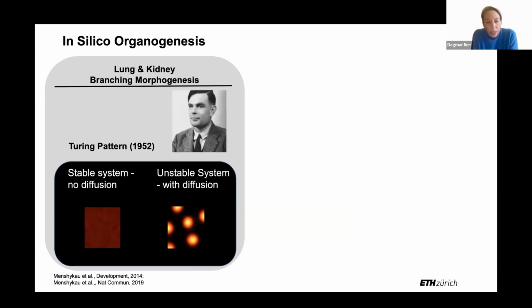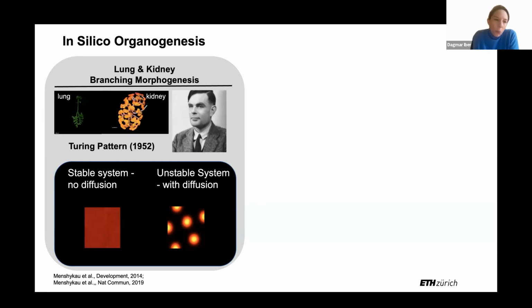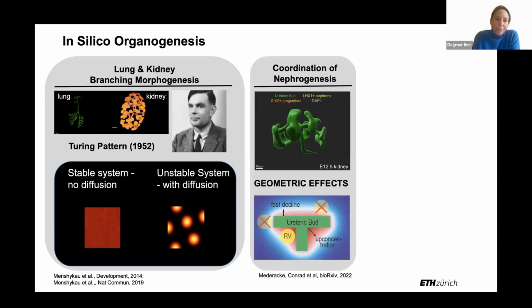And beyond these fundamental mechanisms, we are interested in what we call in silico organogenesis. So what we're doing here is that we're obtaining 3D shapes of organs, in particular here's lung and kidney, and then we're trying to explain morphogenesis. And one process we are particularly interested in is branching morphogenesis, and here we have been able to explain branch point formation with the Turing mechanism based on established growth factors.